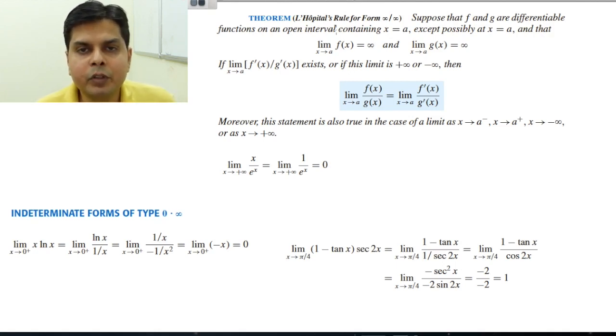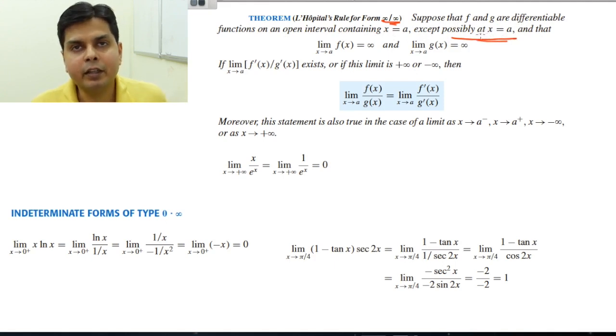For example, you see this is the theorem of L'Hopital rule for the form infinity by infinity. Exactly the same thing. The theorem: suppose that f and g are differentiable functions on an open interval containing x equal to a, except possibly at x equal to a. This means that even if the function is not differentiable at x equal to a, I can use this theorem. Then the same thing, limit x tends to a, f x by g x will be limit x tends to a, f prime x by g prime x.